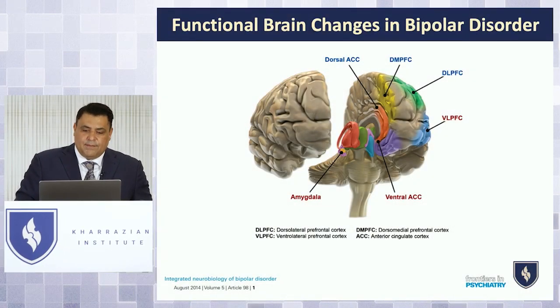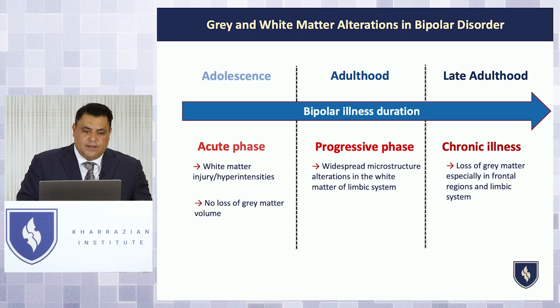And these, you're not going to cure these with any kind of protocol. What you're trying to do is improve their quality of life, make their depressive and manic phases less severe. And when you look at the changes in bipolar disorders, in adolescence, there's an acute phase, white matter hyperintensities. Then in adulthood, they go into a progressive phase.